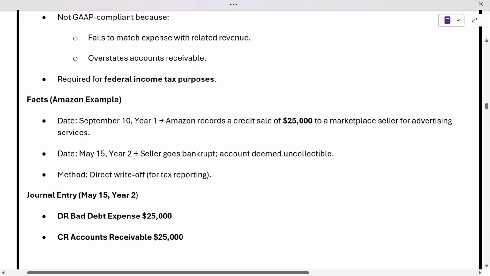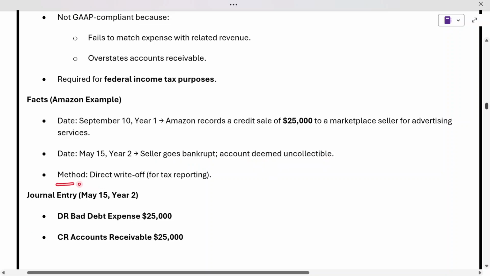So let's try to understand this through an example. In the case of Amazon, on September 10 of year 1, Amazon records a credit sale of $25,000 to a marketplace seller for advertising services. Okay, so Amazon will be receiving this $25,000. Now on May 15th of year 2, the seller goes bankrupt and the account is deemed uncollectible.